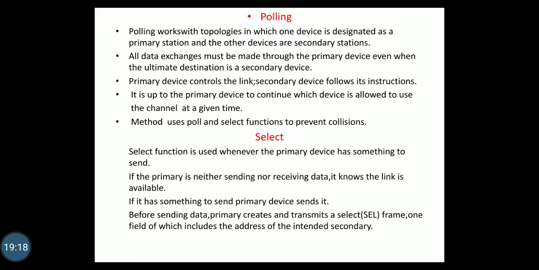What it does not know, however, is whether the target device is prepared to receive. Then the primary must alert the secondary to the upcoming transmission and wait for an acknowledgement of the secondary's ready status. The primary creates and transmits a select SEL frame, one field of which includes the address of the intended secondary, before sending data.